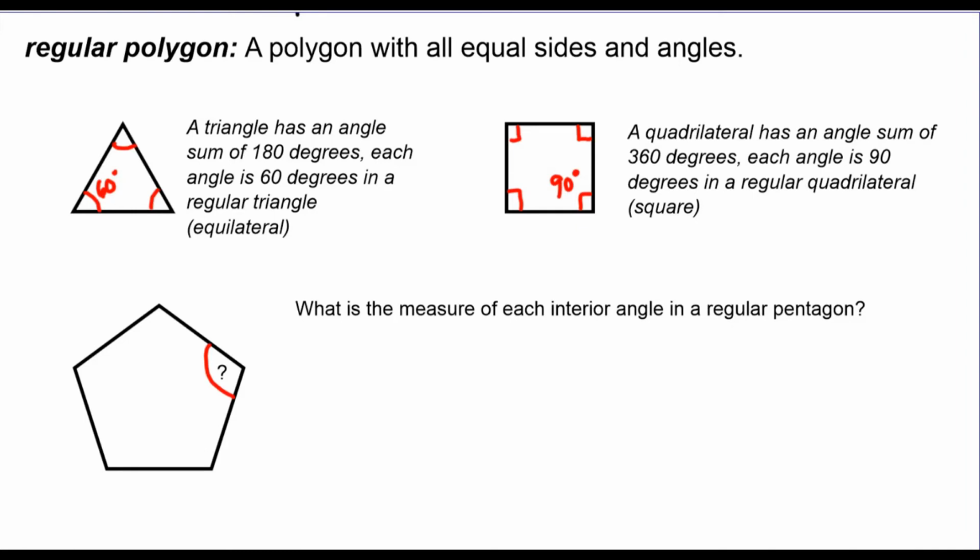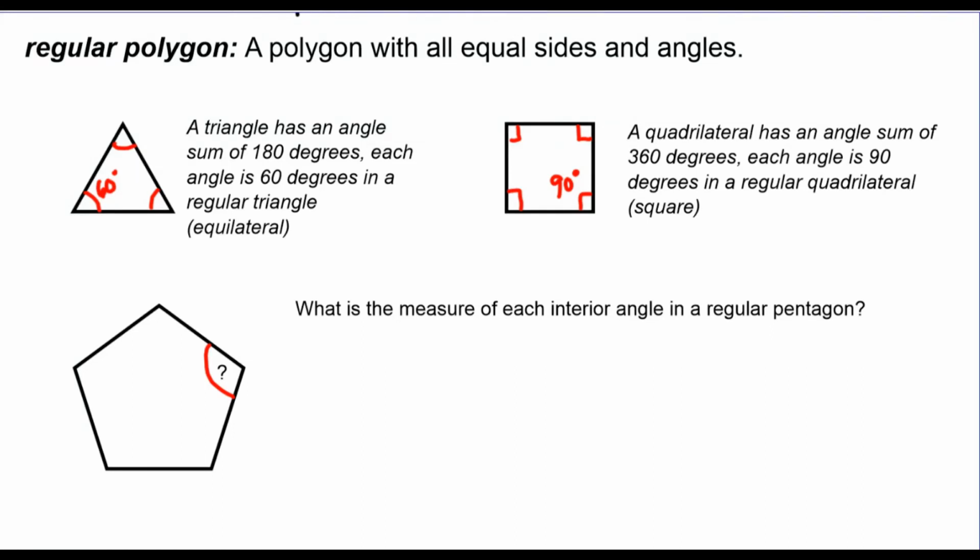A regular polygon is a polygon with all equal sides and all equal angles. These are usually the ones that we're used to seeing. So when we think of a triangle, we might think of an equilateral triangle. That would be called a regular triangle as well. It has all equal sides and all equal angles. And when we think of a quadrilateral, we might probably think of a square. It has all equal sides and all equal angles.